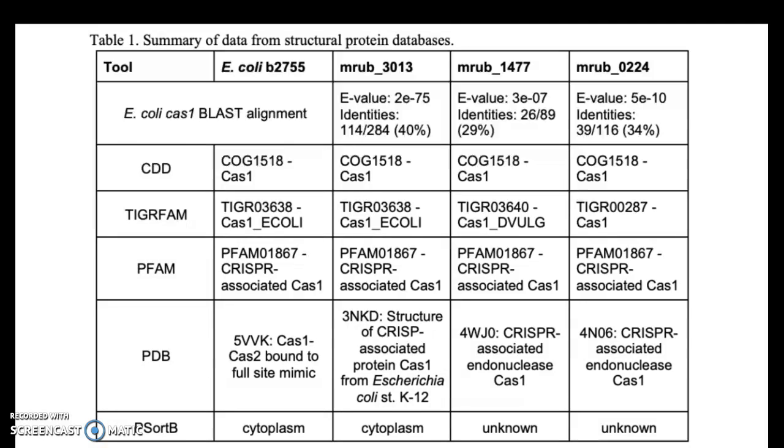The final row of the table contains the PSORTb predictions for the localization of each protein. B2755 and mRub3013 are both predicted to be localized to the cytoplasm, while the predictions for mRub1477 and mRub0224 were unclear.